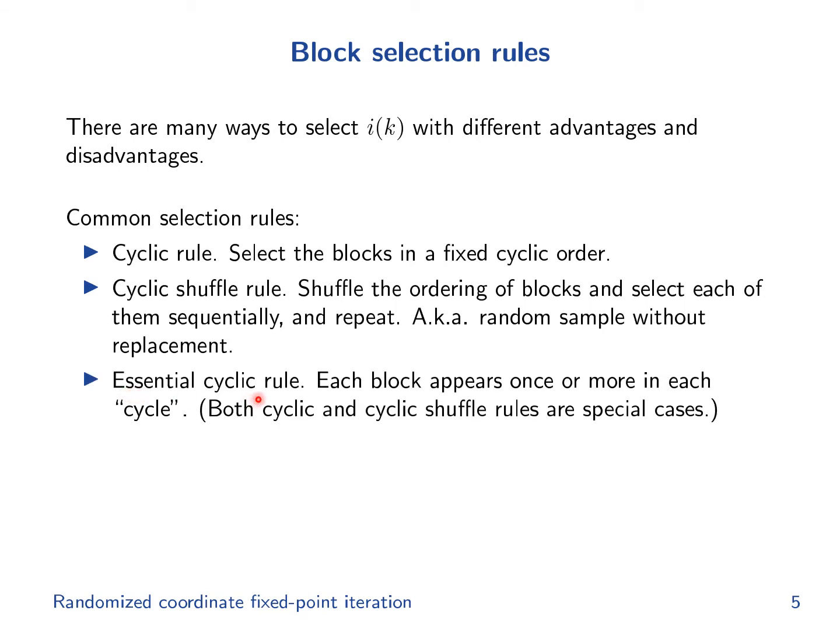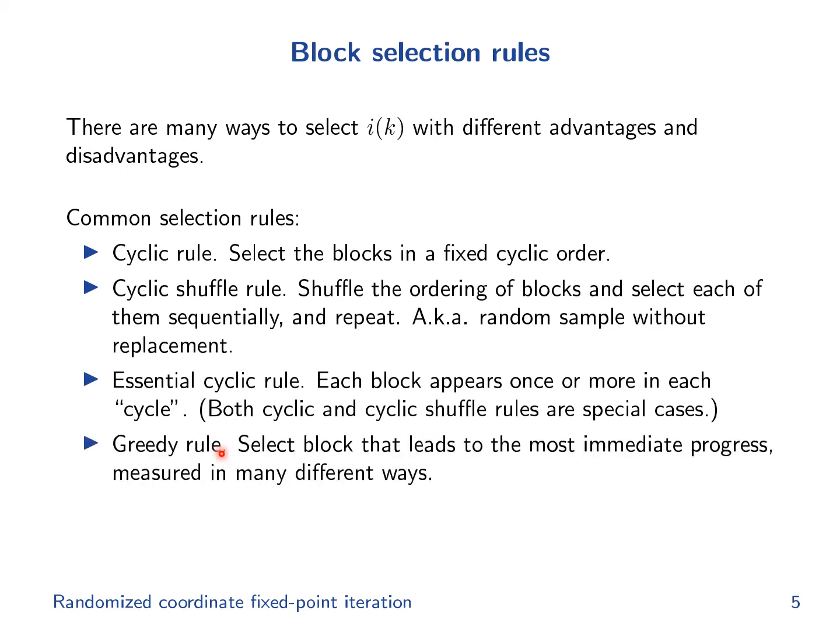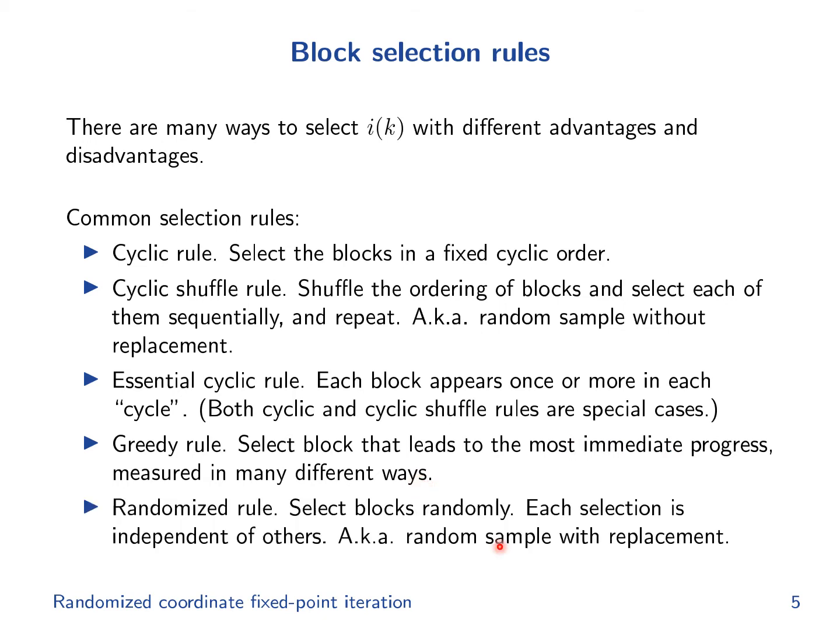The essential cyclic rule is a superset of rules. As long as every block is selected once or multiple times in every cycle, it follows this rule. This rule does not specify the order and how many times every block must be selected in every cycle. Both cyclic and cyclic shuffle rules are special cases. The greedy rule is a set of rules in which we select the block that leads to the most immediate progress, which can be measured in several different ways.